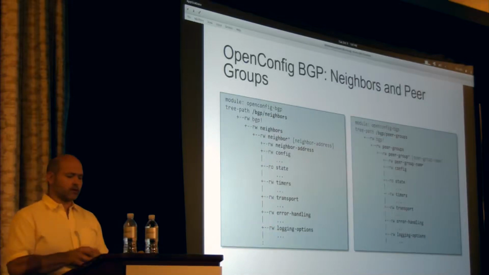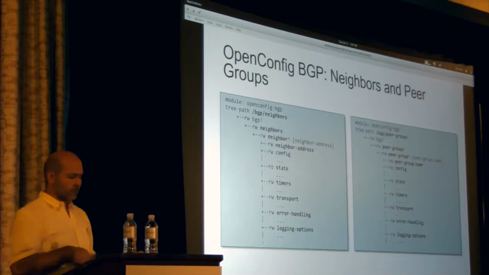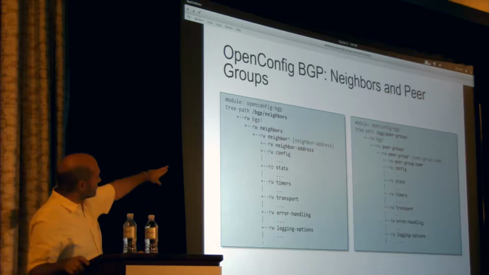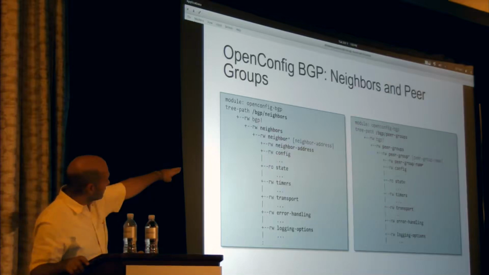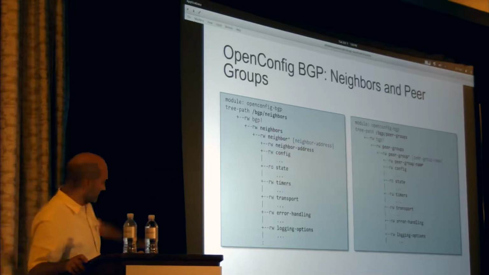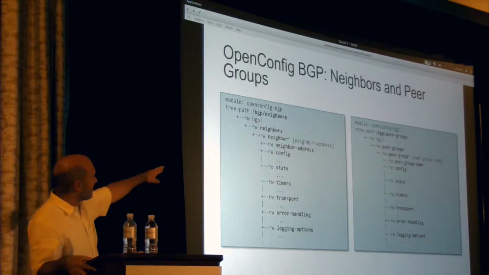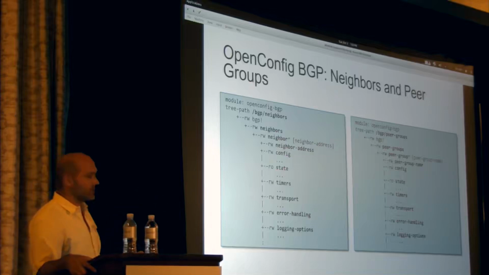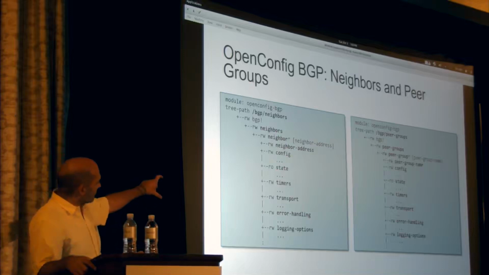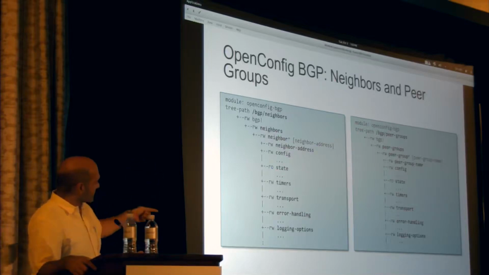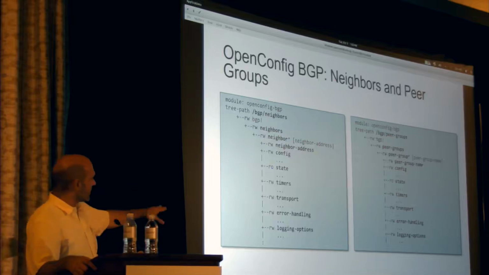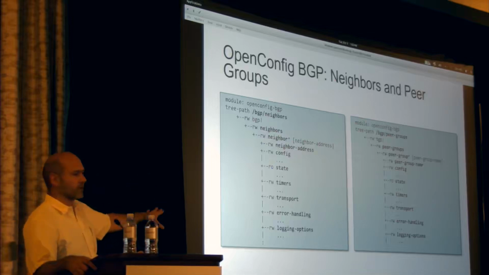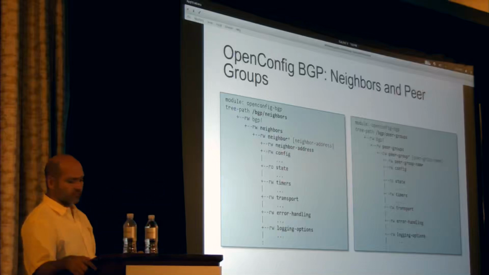If we zoom in a little bit into the neighbors, we see that, unfortunately, I don't have a laser pointer, but you see neighbor star basically indicates that you have a list of neighbors, okay? The key is going to be the neighbor address that's in the square brackets. And we see at a very high level that there's config, state, timers, transport, error handling, and login options. I think there's actually a few more pieces of data under each neighbor, but I couldn't fit it on the screen.